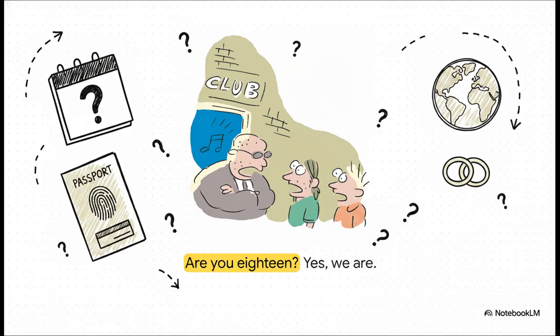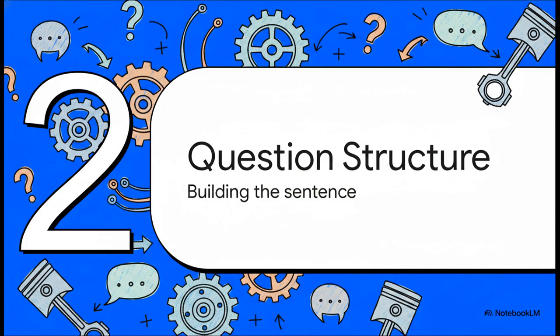Imagine a security guard or a bouncer at a club. What's he checking? Age and ID. He asks the two guys, "Are you 18?" And they confidently reply, "Yes, we are." So whether you're asking about nationality, age, or even marital status, the structure we are exploring today is exactly what you need.